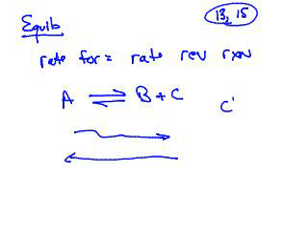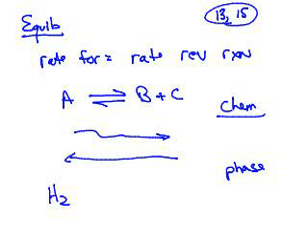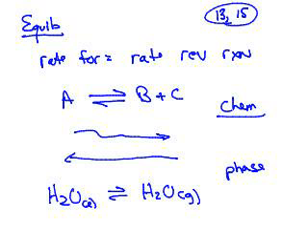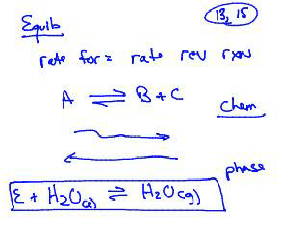You can have a chemical equilibrium, where these are chemicals, but you can also have a phase equilibrium. For example, you can have water liquid, double arrow, water gas, plus energy here. This would be the boiling or vaporization of water. You can go this direction and vaporize the water, and you can go this way and condense the water, and it's related to temperature.